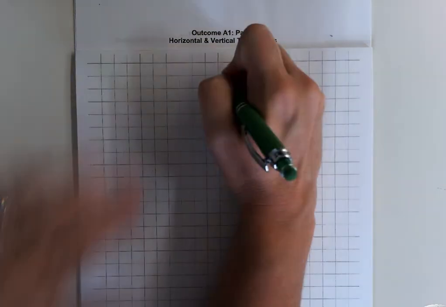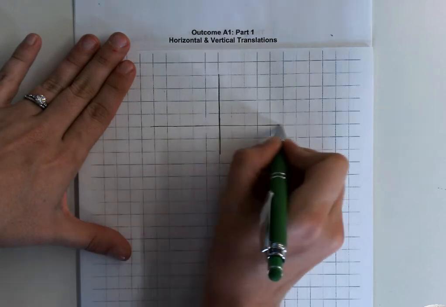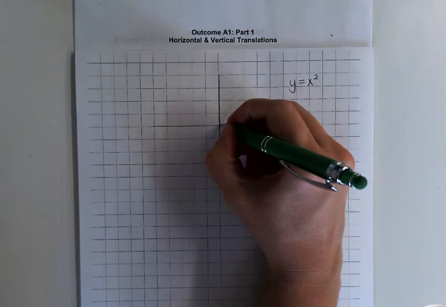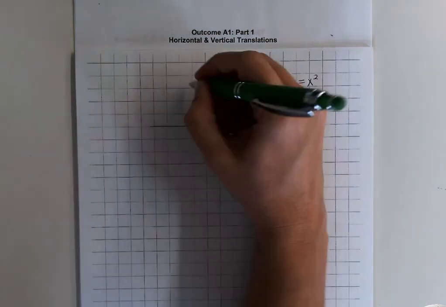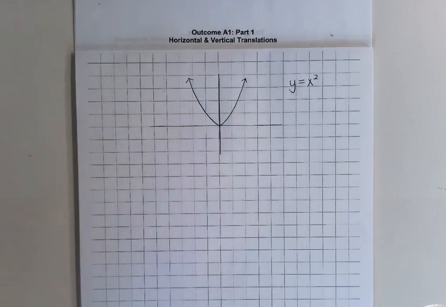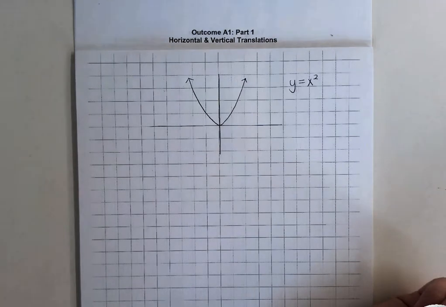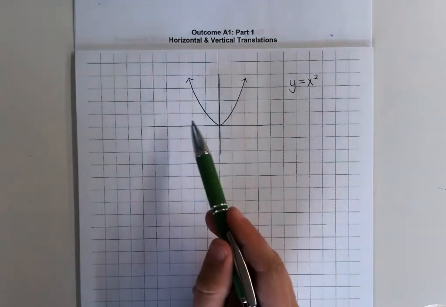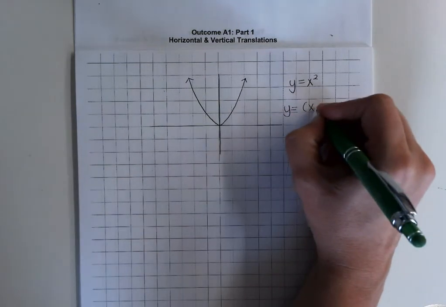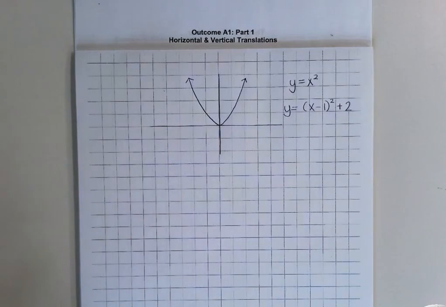If you recall, the graph of y equals x squared looks like this. It's a parabola that's symmetric. And if you remember, when we talked about using vertex form to graph parabolas other than just this basic parabola, for example, something like this was in vertex form.